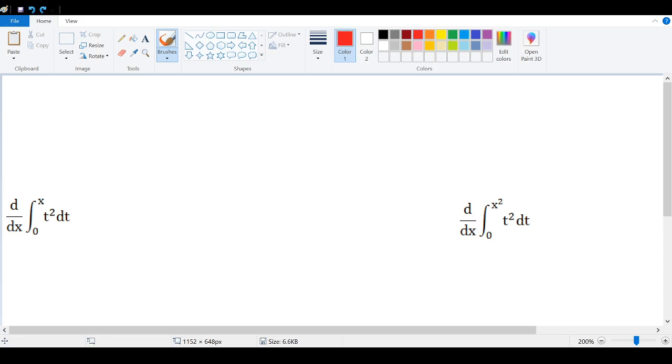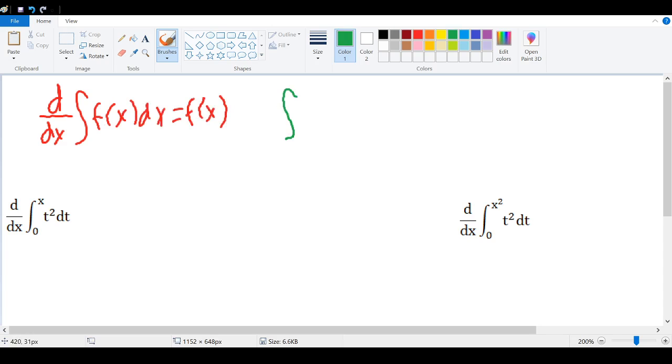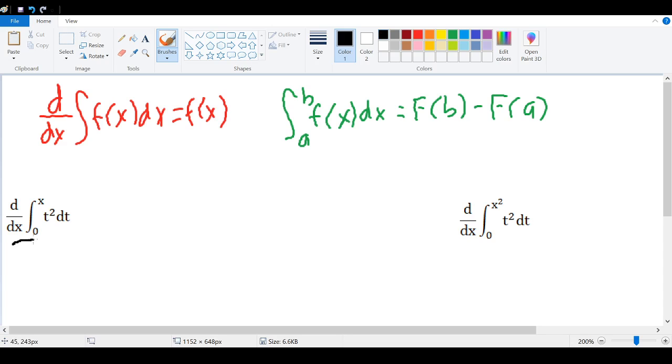So let's first review the fundamental theorem of calculus. It has two parts. The first part is the derivative of the integral of some function is equal to the function itself. And the second part is the integral from a to b of some function is equal to capital F of b minus capital F of a, where capital F is the integral of little f. And so let's see if we can use this to figure out what this problem is.